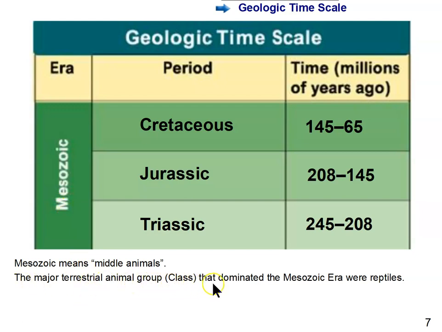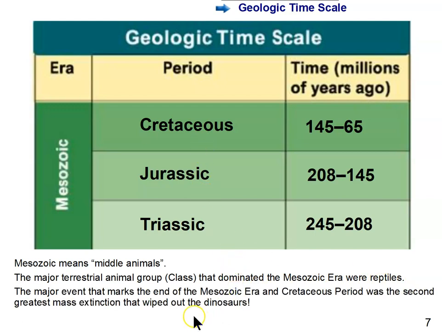So the major terrestrial animal group, or class, because the class that includes reptiles is class Reptilia, are the reptiles, most notably the dinosaurs. The major event that marks the end of the Mesozoic era and Cretaceous period, so right here at about 65 million years ago, you know what happened. There was a second mass extinction event. So second to the Permian extinction that I just mentioned on the previous slide. This one wasn't as big as the Permian extinction, but it was big enough to basically remove the dinosaurs from the game. Took them out.